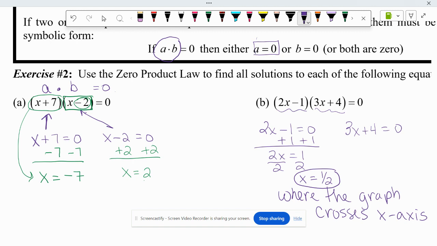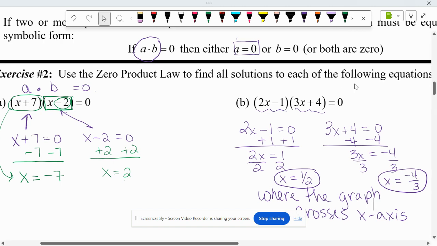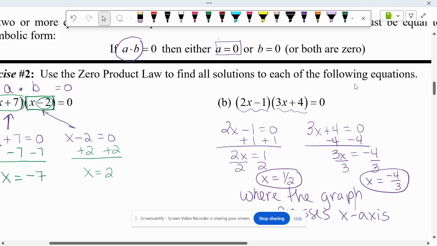How do I solve the next one? 3x, say again? Yeah, subtract 4 from both sides. So 3x equals negative 4. Keep going, Gianna. Divide both sides by 3. Yeah, so that means that my second root crosses the x-axis at negative 4/3.